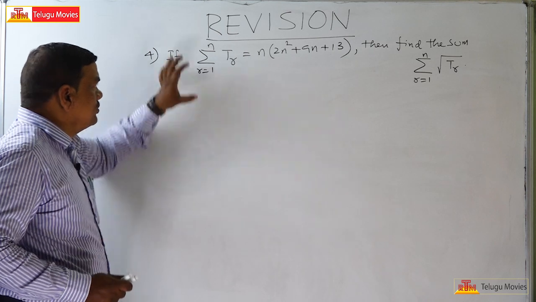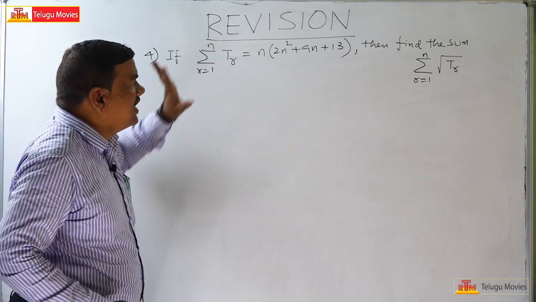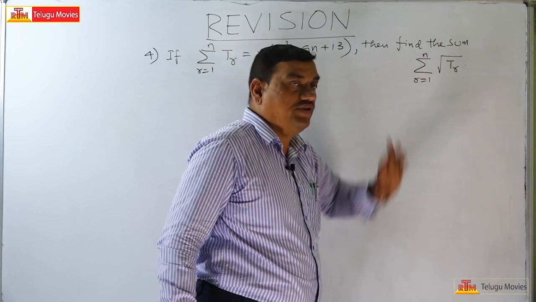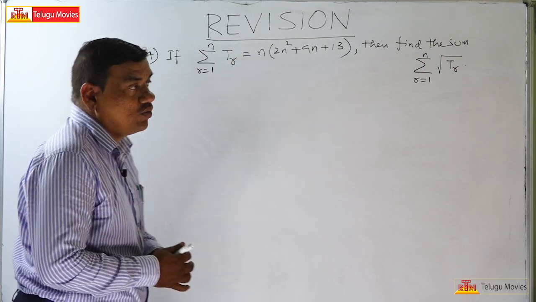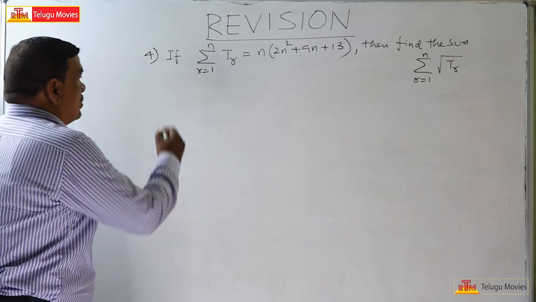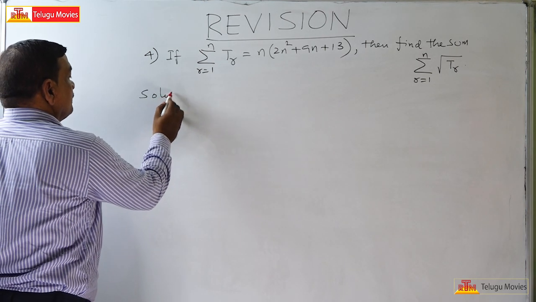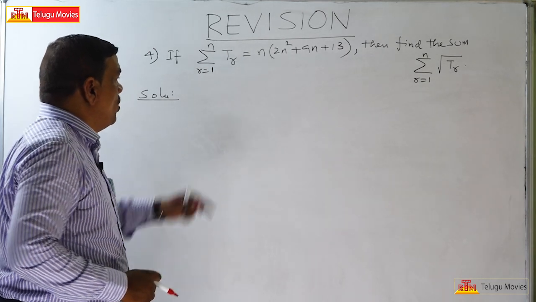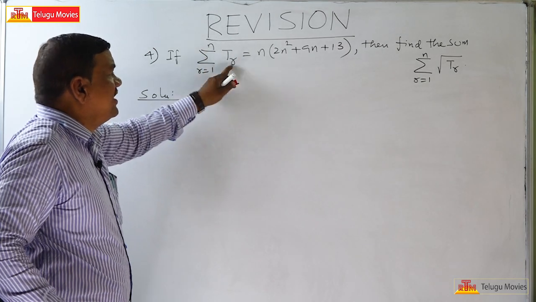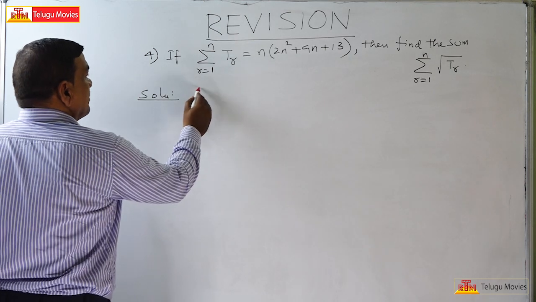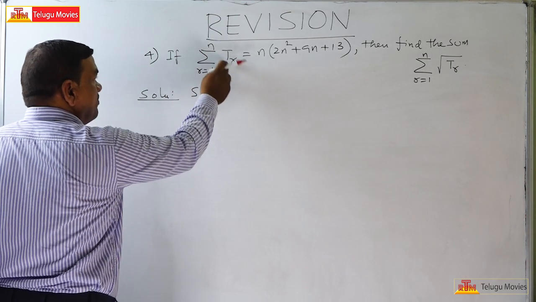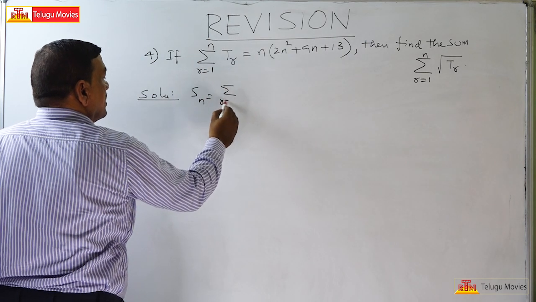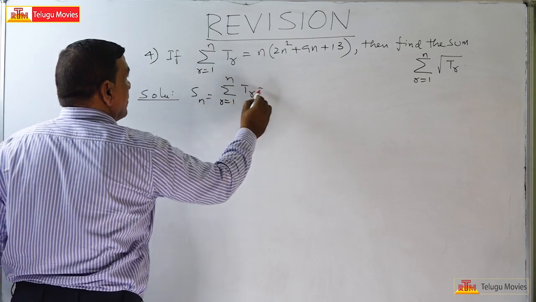So once again, sigma r runs from 1 to n of tr is given. We have to find out sigma r runs from 1 to n root of tr. Understand? So let us take this solution. Okay, right. First, sigma r runs from 1 to n tr means what? Sum to n terms, that means T1 plus T2 plus T3 plus so on up to Tn.